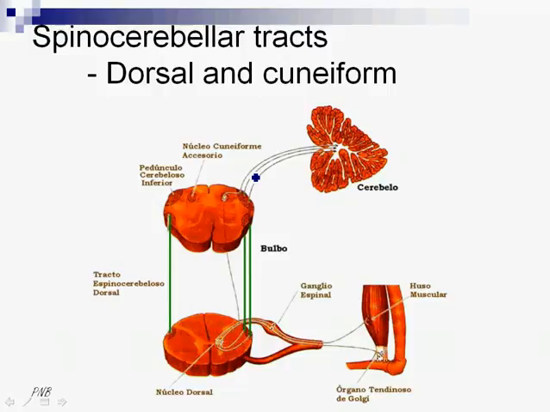inferior. So we've got the dorsal and cuneiform fibers introduce themselves into the cerebellum via the inferior pedunculus cerebellaris, whilst the ventral spinocerebellar tract fibers introduce themselves through the superior pedunculus cerebellaris. That's all.